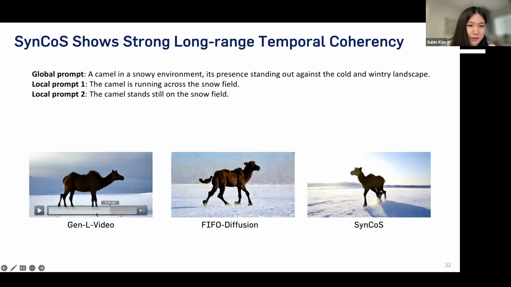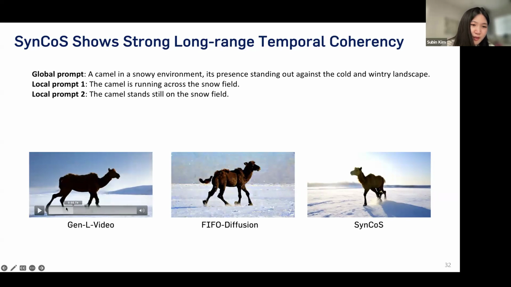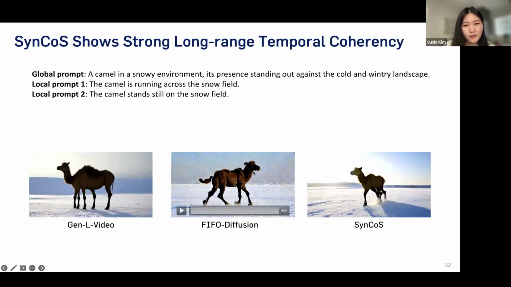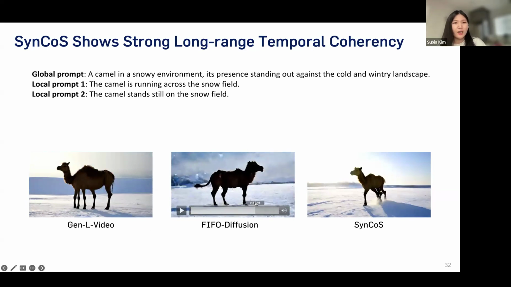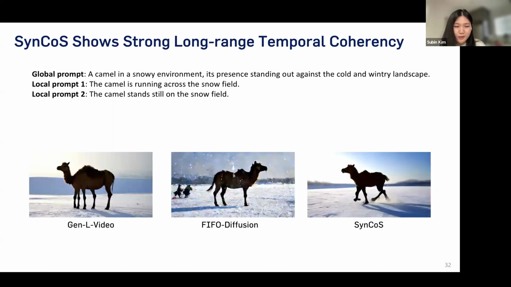So in case of this video, did you see that the horse becomes very weird? And then it shows very abrupt changes like here, because the first chunk and the last chunk do not communicate. And in case of diffusion, at first a camel is running and then a camel stands still, but it shows very noise-like artifact. But in case of ours, we do not suffer from these kinds of artifacts, and we generate a camel running and then standing still.